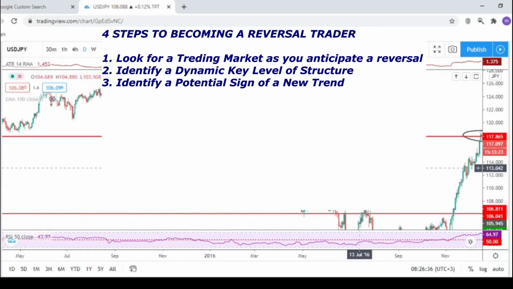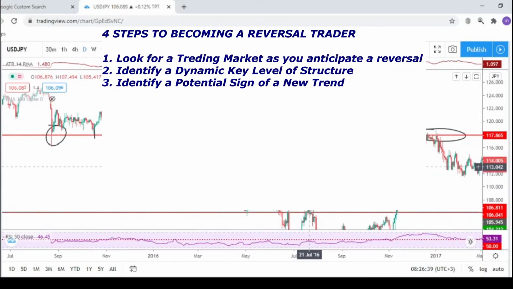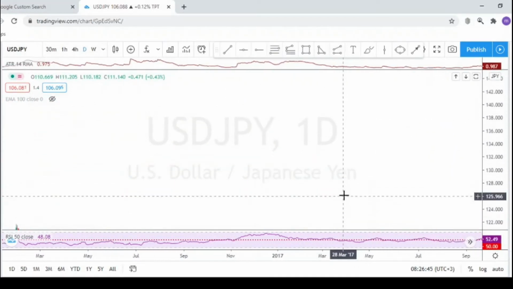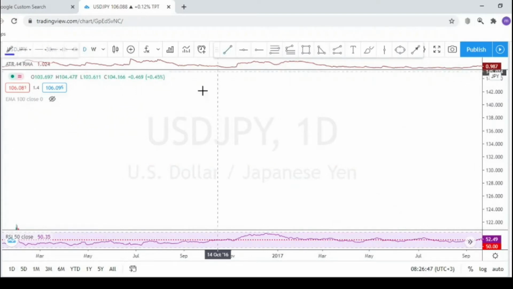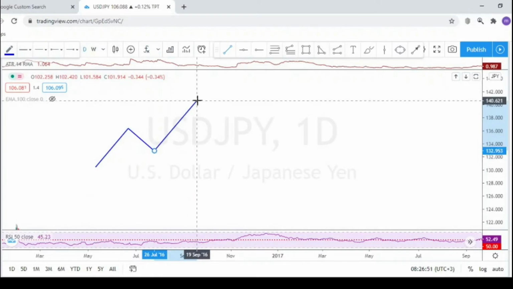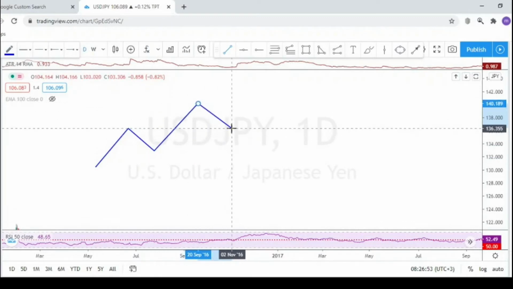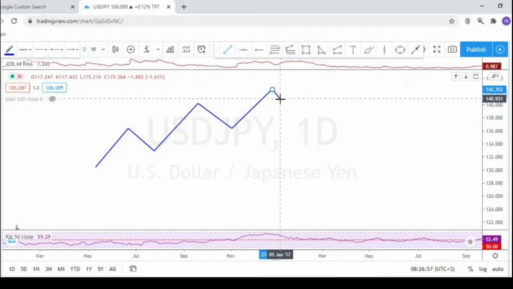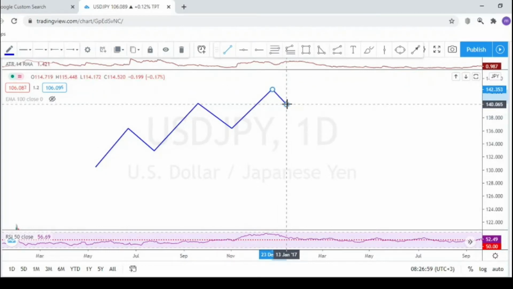So step number 3 is to identify a possible sign of a new trend. What's a possible sign of a new trend? Let's say the market is trending to the upside, making higher highs and higher lows. Then all of a sudden you see this kind of move.